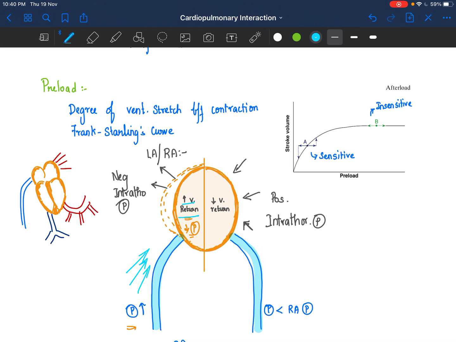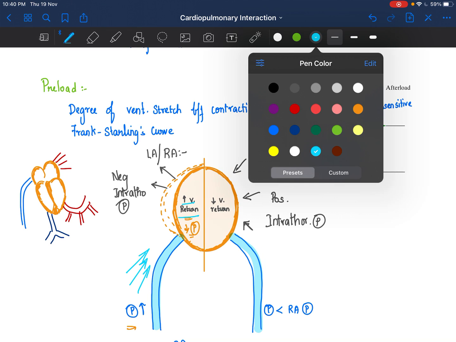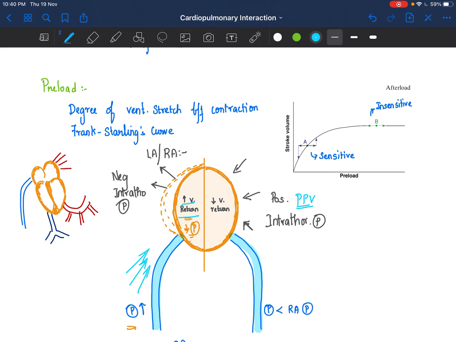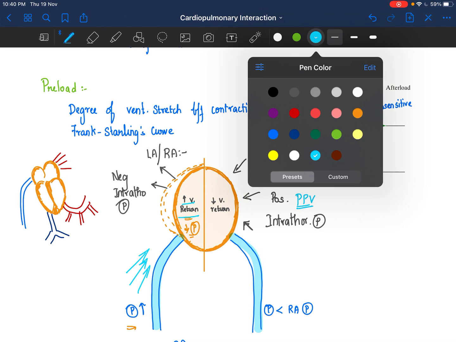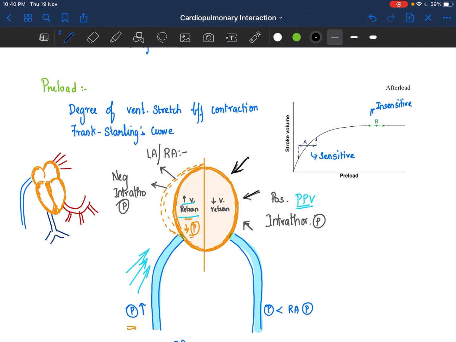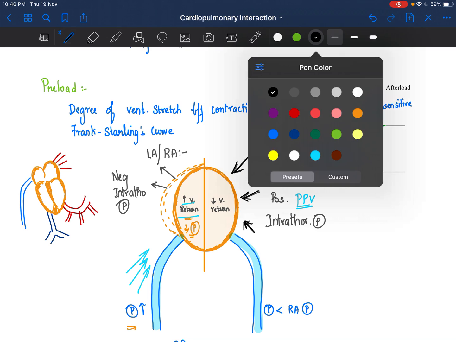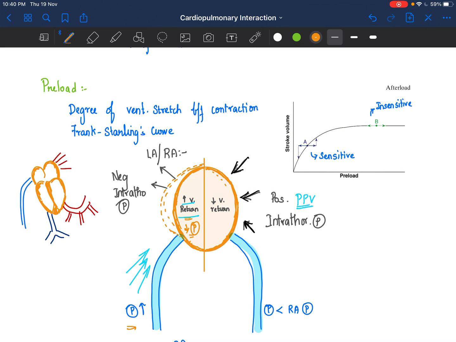Imagine a positive pressure ventilation. Okay, so this side is your positive pressure ventilation, where with positive pressure you have pressure coming inside, and this is going to push the walls in. And when the walls are pushed in, you have an increase in right atrial pressure, and the difference between the pressure inside here and the pressure outside in the peripheries is less. Okay. So, how will flow happen? Flow will happen from a higher pressure area to a lower pressure area, right?